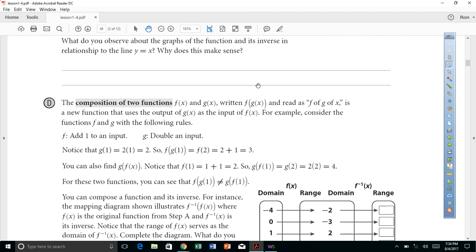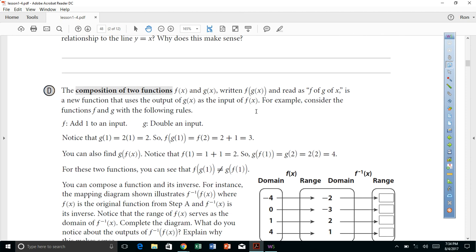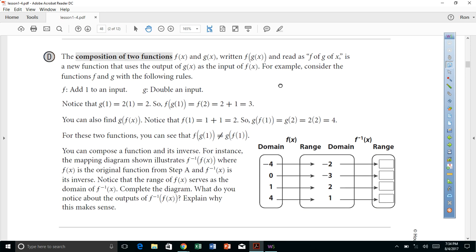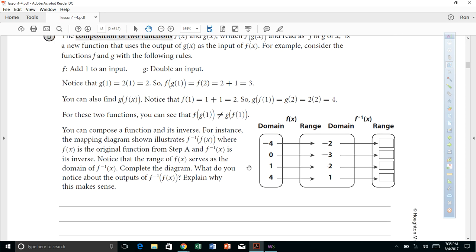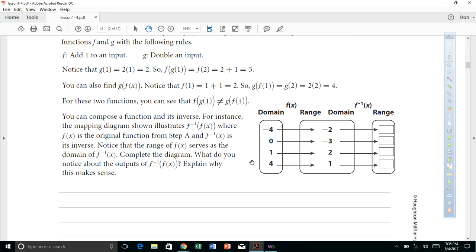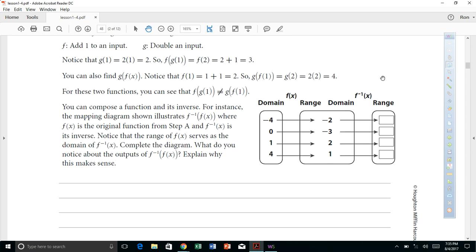The composition of two functions, f of x and g of x, written f of g of x, and read as f of g of x, is a new function that uses the output of g of x as the input of f of x. For example, consider the functions f and g with the following rules. F, add 1 to an input. G, double an input. Notice that g of 1 equals 2 times 1, which is 2. So f of g of 1 equals f of 2, which is 2 plus 1, and that equals 3.